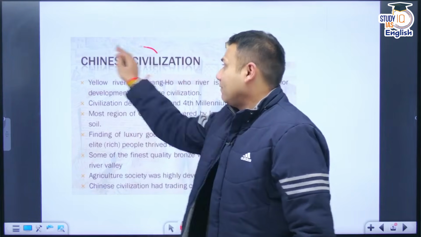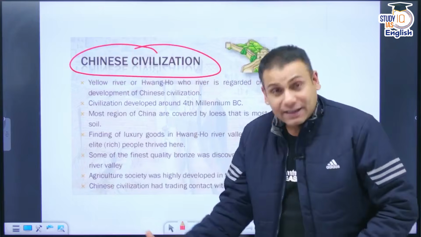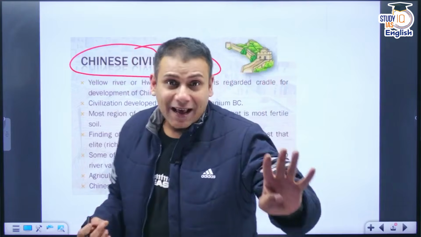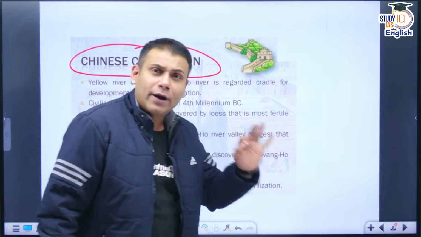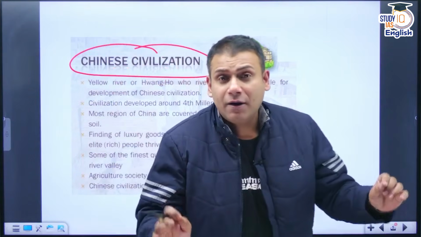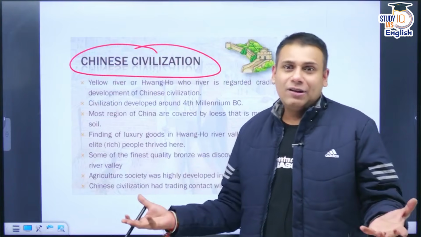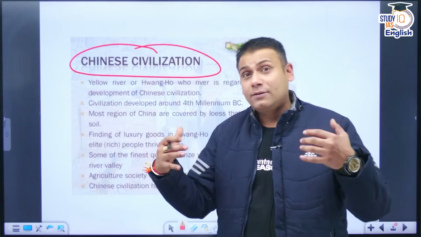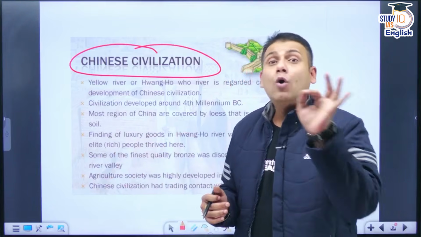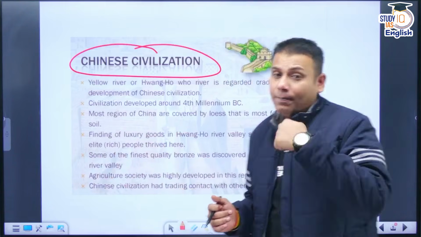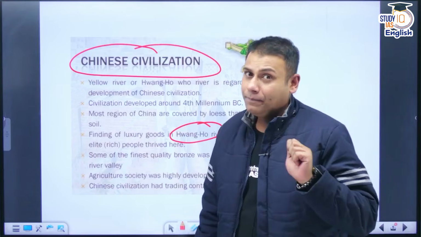Moving to another important civilization, the Chinese civilization. As discussed earlier, there were 4 civilizations contemporary to each other. All the civilizations were located on the banks of some river. The same was true of Chinese civilization. As the name suggests, it is located in China, on the banks of the river Wangho or Yellow River. I repeat, it is located on the banks of the river Wangho or Yellow River.